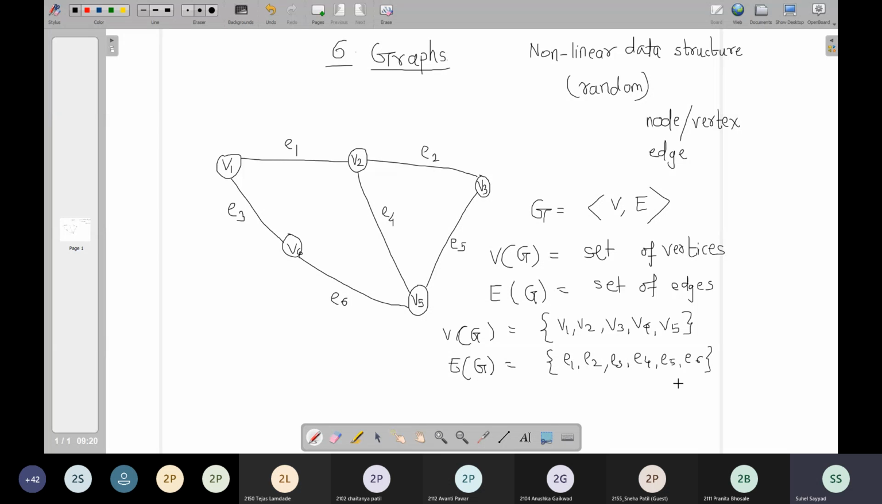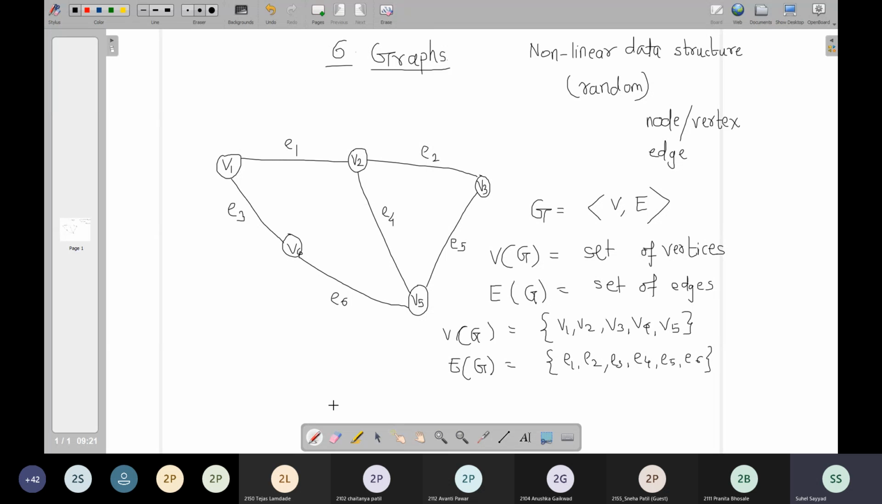Yes, sir. Is the basic definition of graph understood? What is graph? Graph is mathematically defined as V comma E, where V is the set of vertices and E is the set of edges. In the given example, our vertices are V1, V2, V3, V4, V5, and our edges are E1, E2, E3, E4, E5, and E6. Now let us see a few more basic terminologies related to graph.